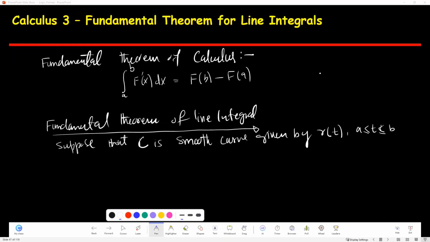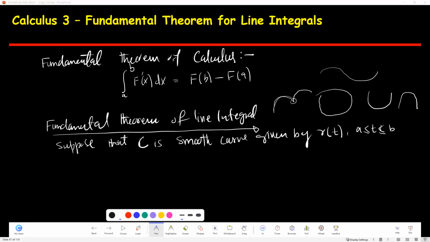Smooth curve means a curve like this, or a curve like this. This is also a smooth curve, or maybe a curve like this, or like that. That is a smooth curve. What is a non-smooth curve? It is a curve like that. This curve is not continuous. You can say this is a curve, but there is a problem here. This is not smooth. The line integral theorem has challenges; you cannot use it in these kinds of scenarios.